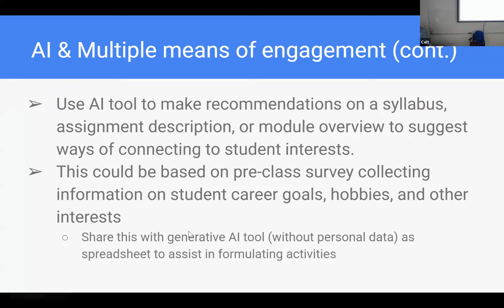And again, if you use a Google form and you get this in a spreadsheet, you can share this with a generative AI tool such as Gemini without any personal data. Although if we're using the campus version of Gemini, we don't have to worry quite as much about this. But in general, it's best practice not to put student data directly in. You can have an identifier for each student. It could be a number, it could be an alias that they pick. But basically, finding out more about what their interests are can be helpful.